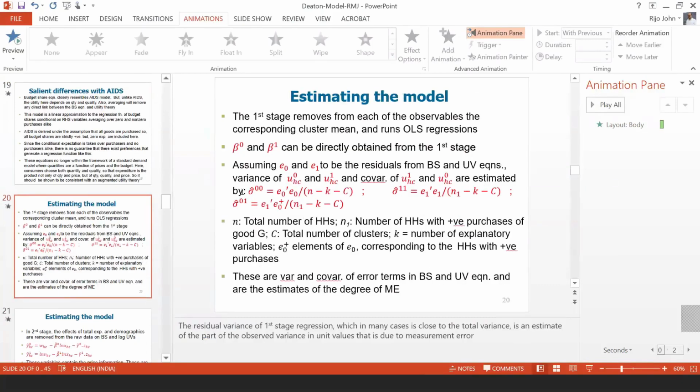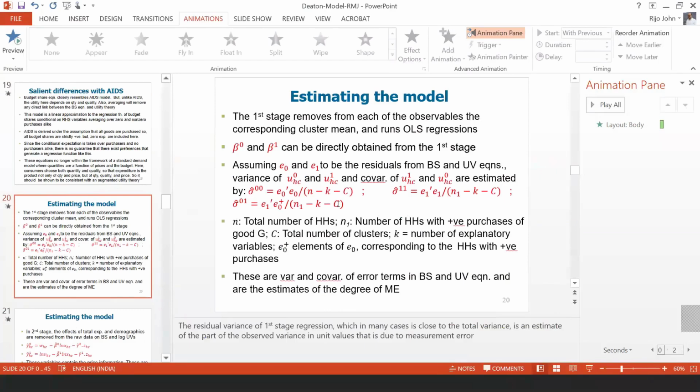Assuming E0 and E1 to be the residuals from the budget share and unit value equations, we can work out the variances of U0 and U1 and the covariance of U1 and U0 using this formula. Sigma 0,0 is equal to E0 prime E0. Similarly, sigma 1,1 is E1 prime E1, and sigma 0,1 is E1 prime E0. So we have these estimates of variances and covariances of the errors from both these equations worked out here.